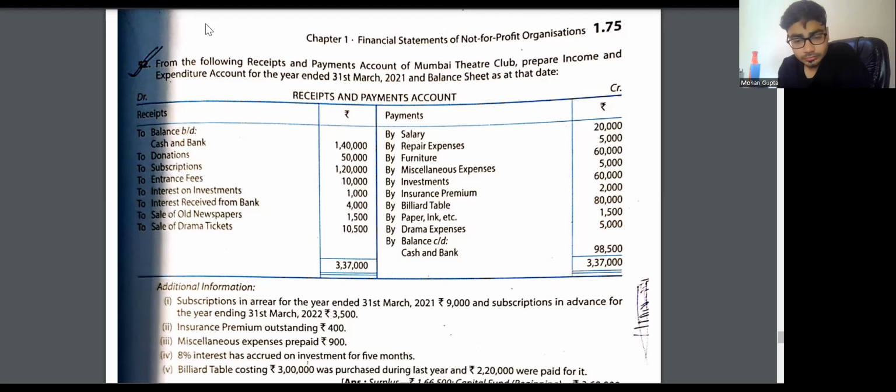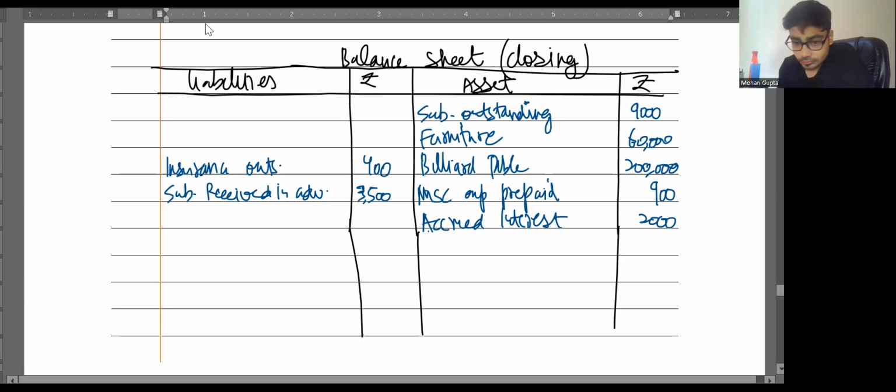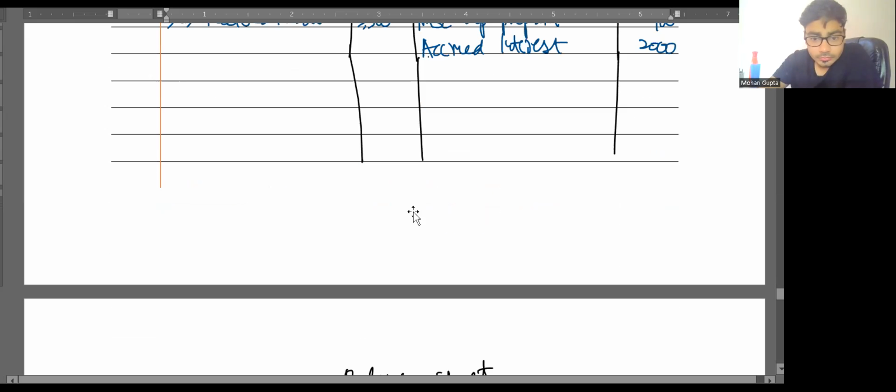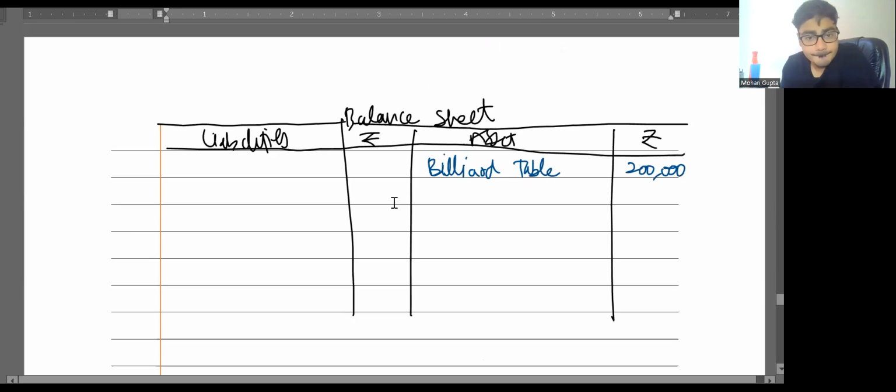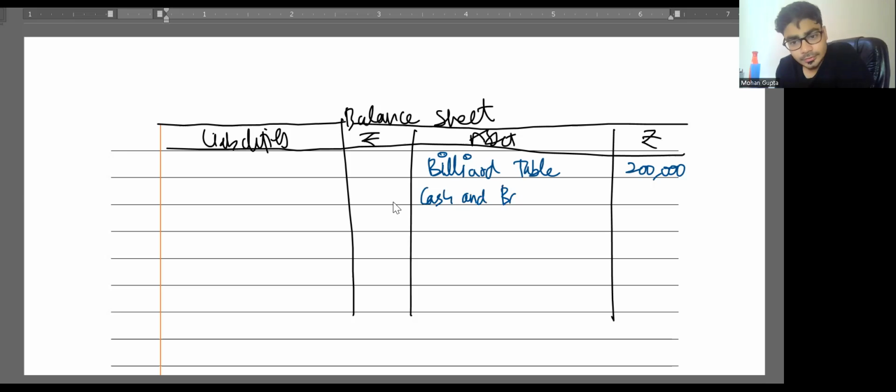So we write balance brought down in the opening balance sheet. What side? Oh, it's capital, so it will be. No, it's not capital, bro. Oh, it's cash and bank, assets, right. What is the amount? Amount is 1,40,000.